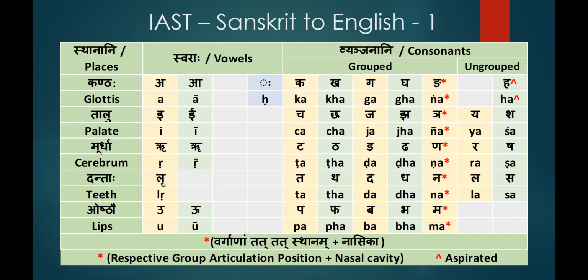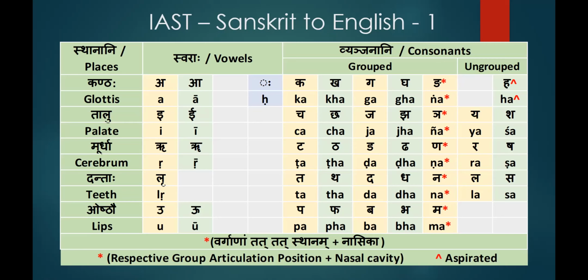Kanthya. Now there's a second set of grouped ones: cha, chha, ja, jha, nya. This is pronounced with the tongue touching the soft palate. Soft palate is the one which is just after your throat, but before your hard palate. If you just check the parts of your mouth using your tongue, at the back of your mouth there's a soft portion. You can feel it. At the top of your mouth, there's a very hard portion. You can feel it with your tongue. So the palate portion is called talu. The cha, chha, ja, jha, nya is pronounced by pressing the tongue against this palate.